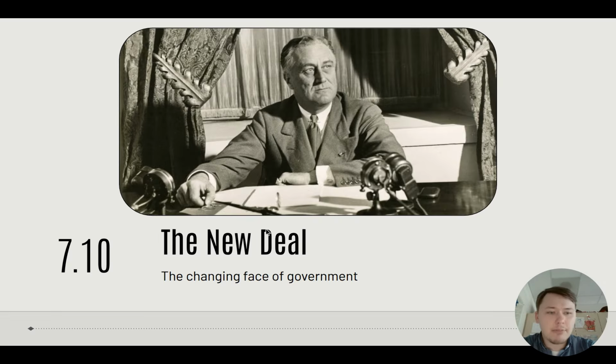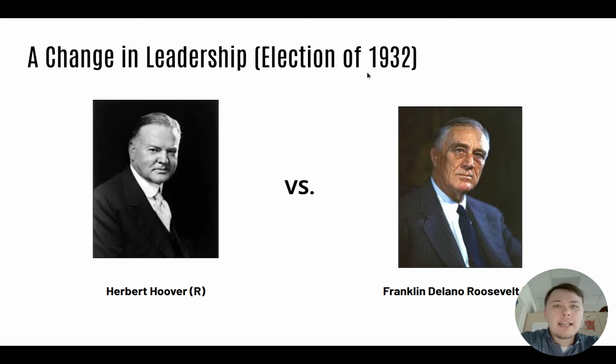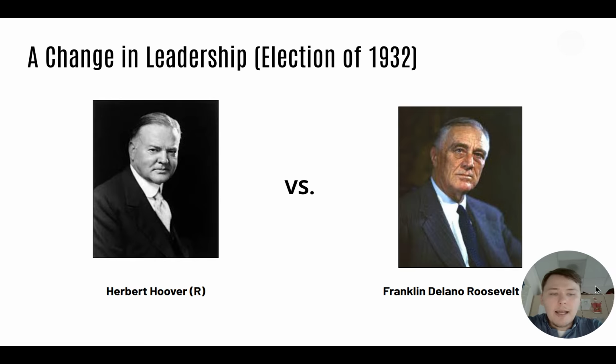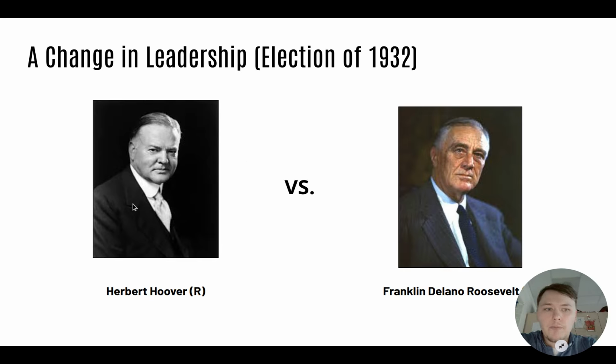FDR has the opposite beliefs of Herbert Hoover. So in 1932, Herbert Hoover is the Republican candidate, and FDR is the Democratic candidate. FDR, as opposed to Hoover, firmly believes that it is the job of the government to regulate the economy, in that it is the job of the government to help the average American during the Great Depression directly. FDR believes in a big government. Herbert Hoover believes in a small government. Just something to keep in mind. Herbert Hoover, small government. FDR, big, expansive government.